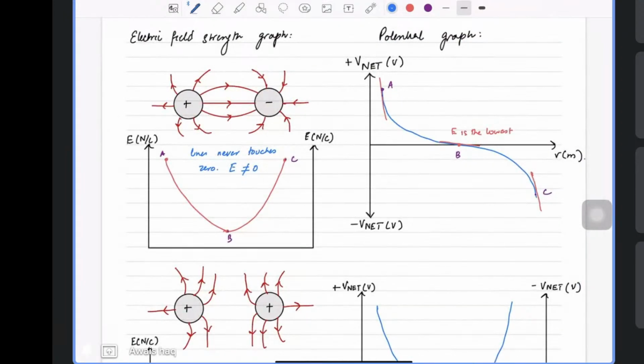Alright. Now, if you argue why the electric field strength is the least, you can always look at the distance between the lines. So line spacing has increased, which means the density of the lines is less, which means at this point, obviously the electric field strength is going to be lower with respect to these and these, because they're closer to each other. So you can always think like that as well.